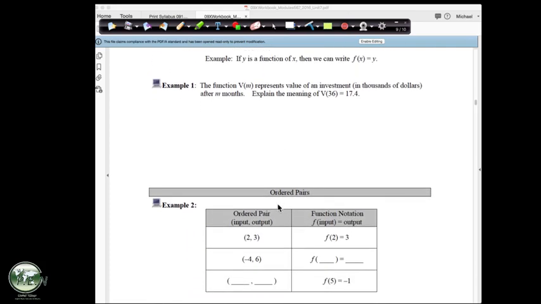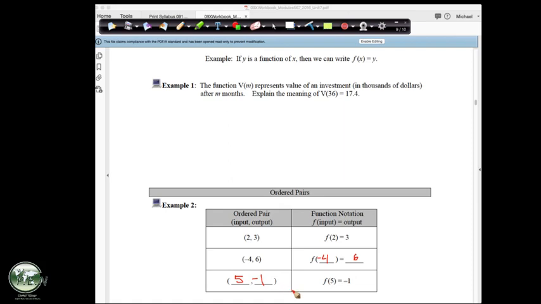Okay, so this is just an example. And again, it's in the video, so I'll let you do it. But they give you an example. (2, 3) could be written as f of 2 equals 3. Negative 4, 6. So where does the negative 4 go? In the parentheses, because it's the input. Outside of the parentheses, the output. So the 6. And again, we could go back and forth. So 5, negative 1.